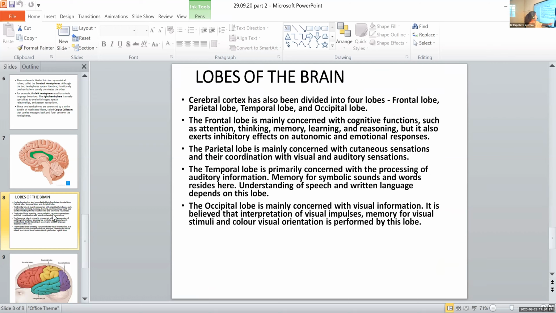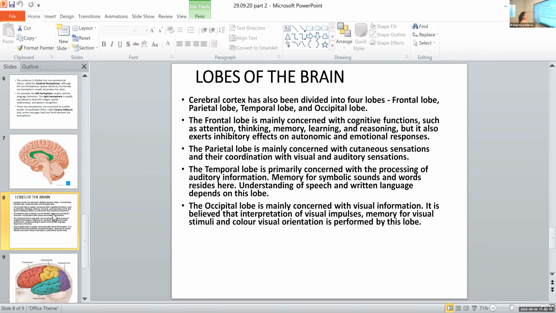So coming back to the frontal lobe, the frontal lobe is mainly concerned with cognitive functions such as attention, thinking, memory, learning, and reasoning. But it also exerts inhibitory effects on autonomic and emotional responses. So do you remember the case study about Phineas Gage? Yes? Phineas Gage, who had a crowbar going through his left cheek and coming out of his skull. Yes? Okay. So what happened is, for him, the major part of the brain that was affected was the frontal lobe. And that's why his personality and certain thinking abilities drastically changed after that accident.